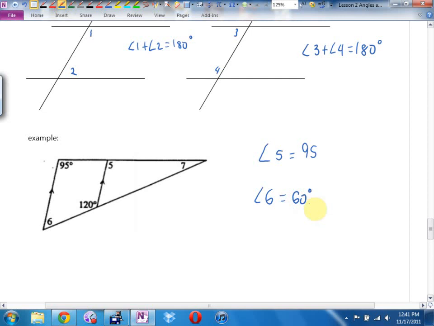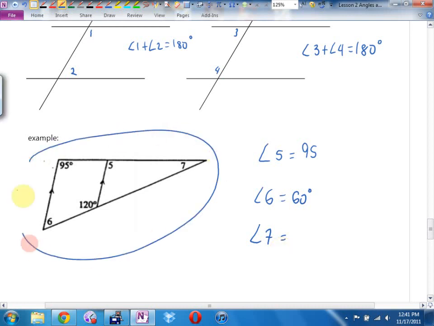The last one is angle 7. How big is angle 7? What shape is that? What's every triangle add to? Do I know that angle? Did I just figure out that angle? Then I know that angle, 180 minus the other two. What did you get, Marcus? 25? Is he right? I think he's right.